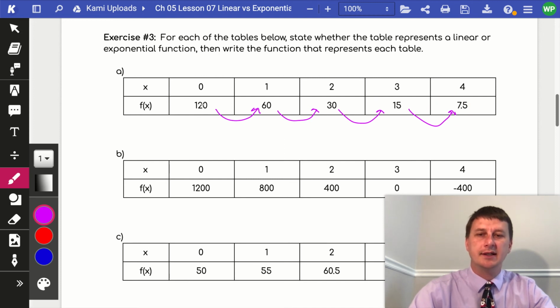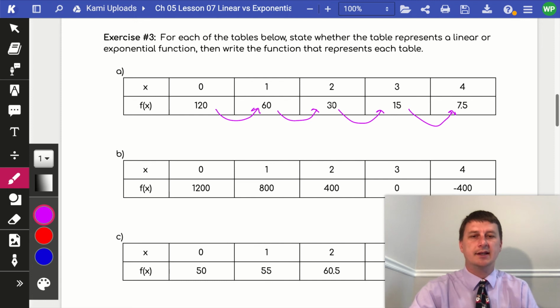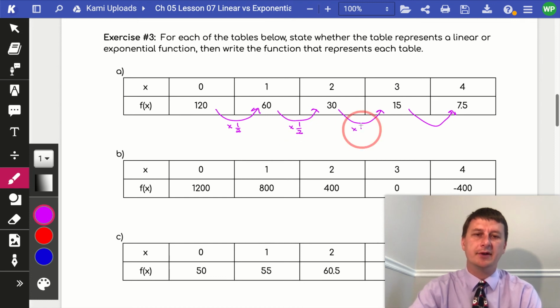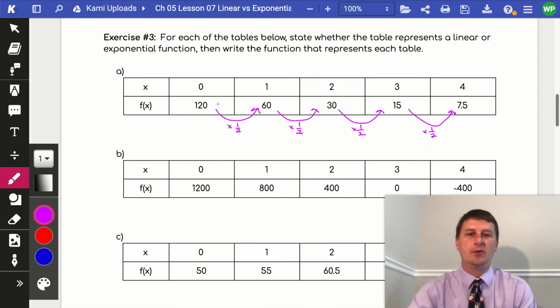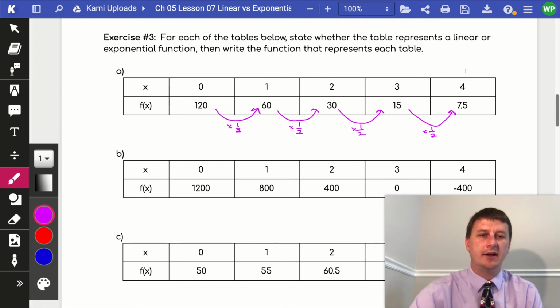And is there a constant pattern? Well, the first one you might see is, well, we subtract 60. Do we subtract 60 again to get 30? And no, we don't. So we're not subtracting the same amount over and over. So that means chances are it's not linear. So now we look, and how else can we get from 120 to 60? Oh, well, 60 is half of 120, so we can multiply that by 1/2. And 30 is half of 60, so we can multiply that by 1/2. 15 is half of 30, and 7.5 is half of 15. So each time we increase by one x value, we are having half as much in the y value.